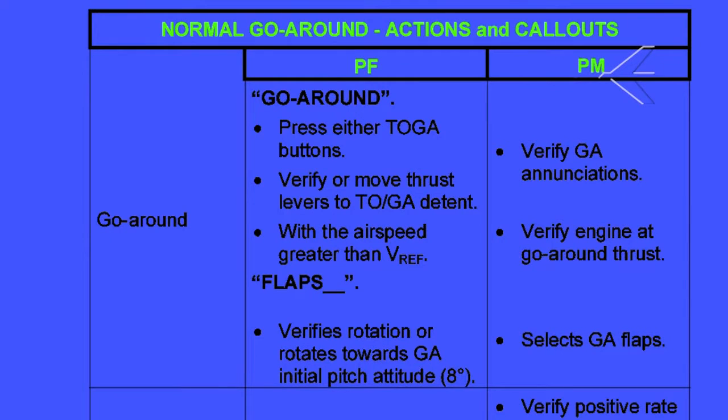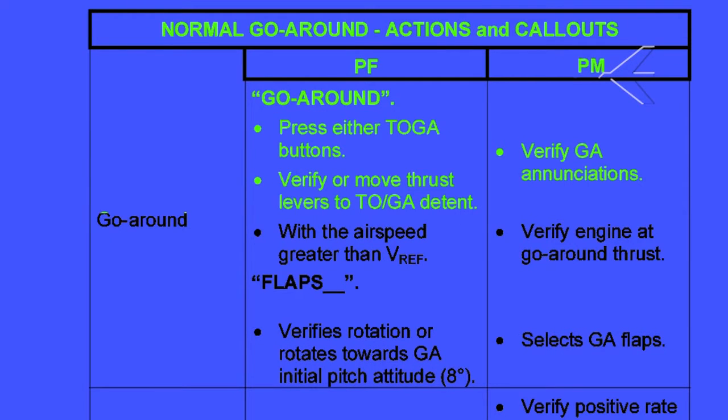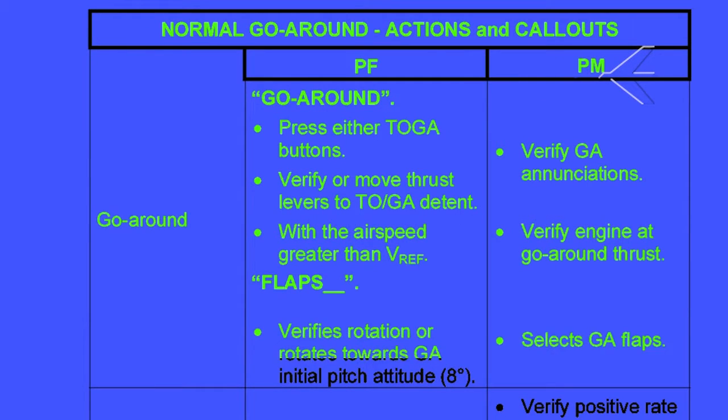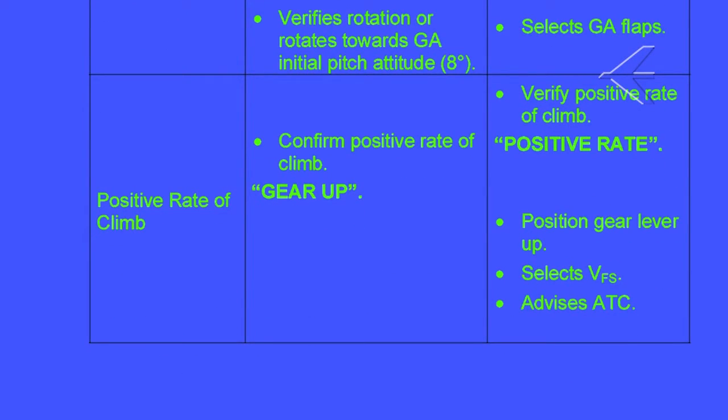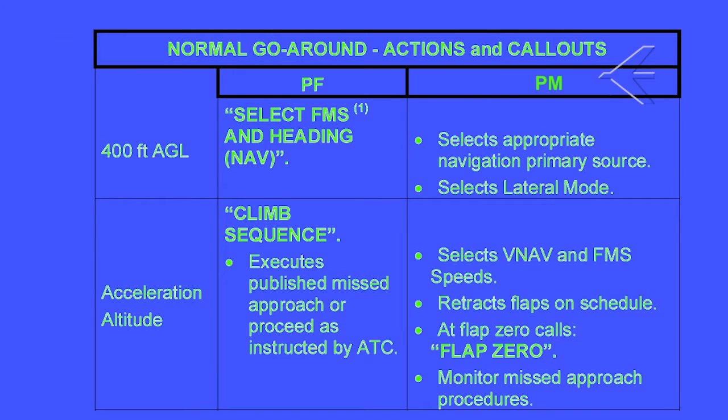After the go-around is initiated, the flight crew must be fully committed in flying the published SOP procedure in the order given. Task allocation and sequence is clear in the standard operating procedures.